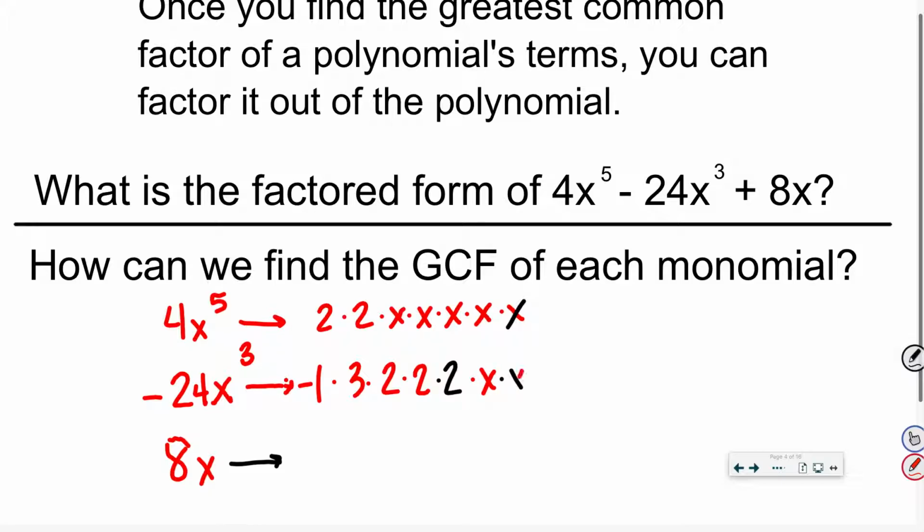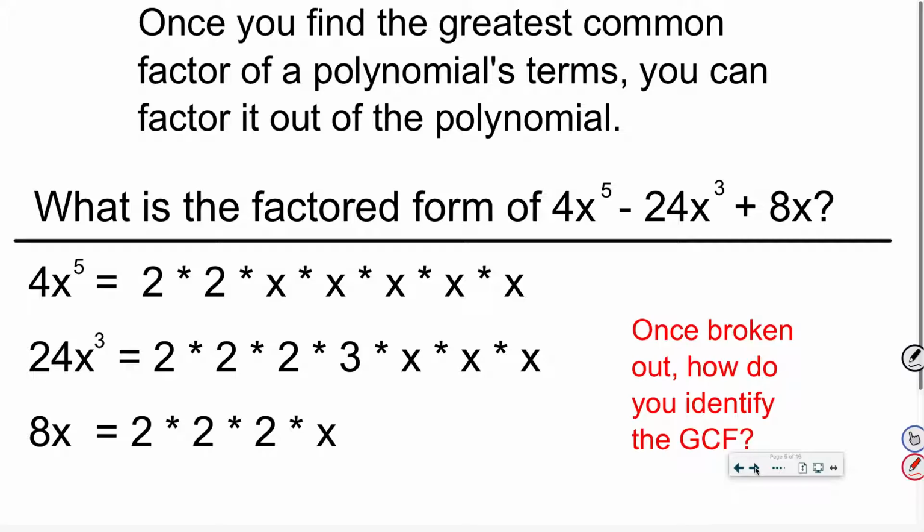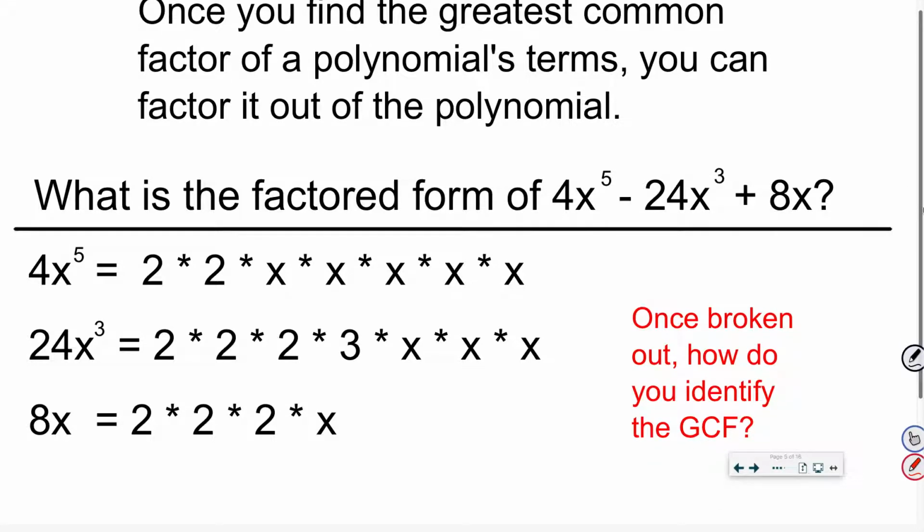Good. And how about the last term? Good. 2 times 2 times 2 times x. So now, fully broken out, how can we identify the greatest common factor?